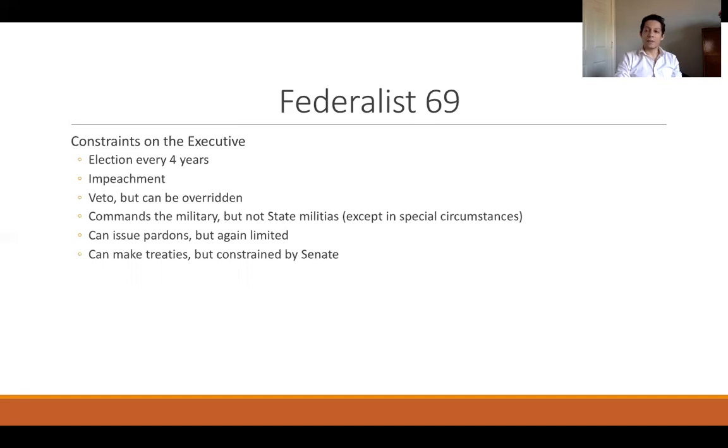If he were to commit high crimes and misdemeanors, he could be impeached by Congress. Yes, he would get to veto legislation, but Congress could override that veto with a two-thirds vote. Yes, he commands the military, but not the state militias, which could be maintained by the state governors. He has limited pardon power, and he can make treaties with foreign governments, but those treaties do have to be confirmed by the Senate.